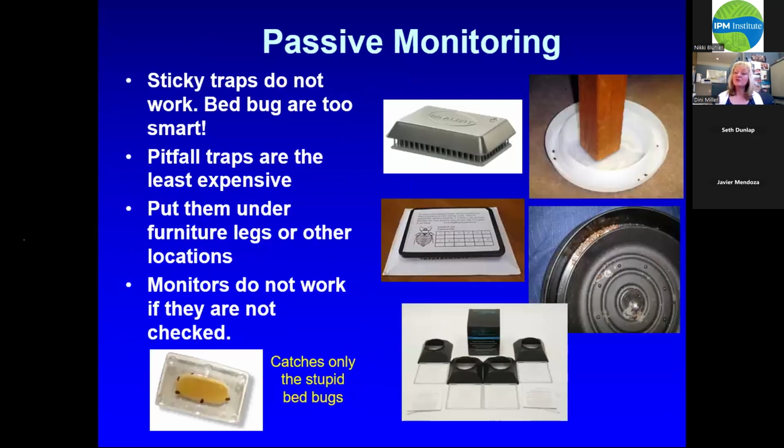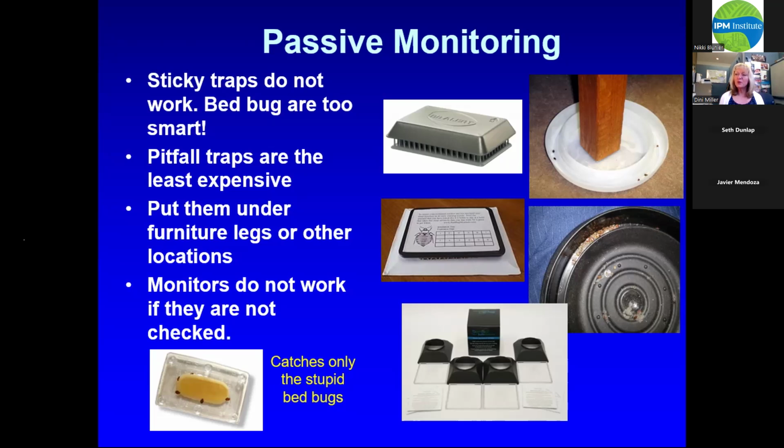Okay, these are the monitors I talked about. Sticky traps do not work for bed bugs. They are too smart. Some of them are dumb. A couple might get in there, but it won't tell you anything about how many there are because a lot of them will avoid it. The pitfall traps, like you see on the right, the black one and the white one there, are the ones that are used most predominantly throughout the United States.